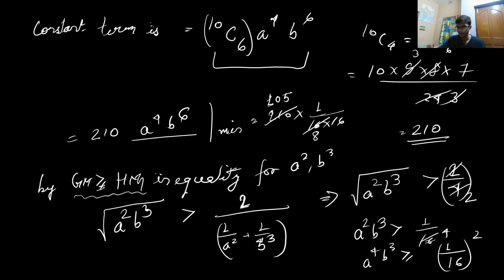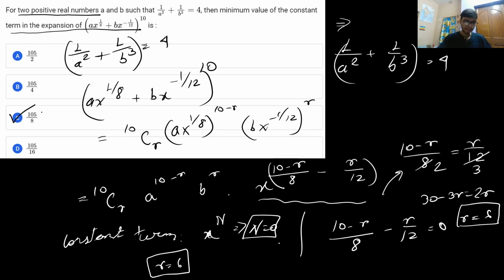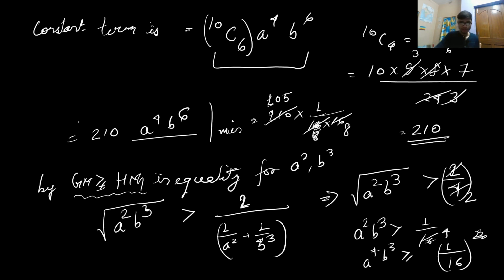Okay, and this will be greater than 16, so this will evaluate as 16, so there will be only 16 left. That means this is 105 divided by 8, so the answer will be 105 divided by 8, that is option number C. Okay, so there was a small error from my end. I'm very sorry for that.